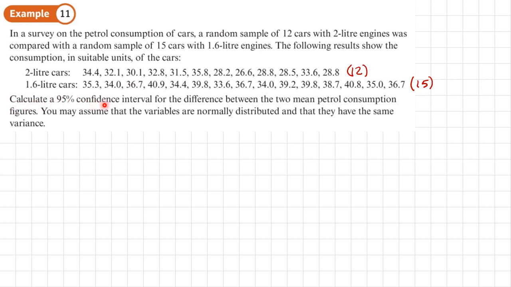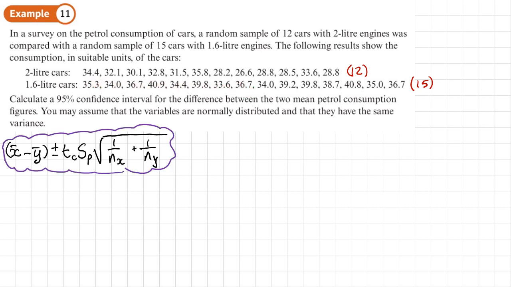Calculate a 95% confidence interval for the difference between the two mean petrol consumption figures. You may assume that the variables are normally distributed and that they have the same variance. And we're also assuming that these samples are independent as well. So here's a reminder of the formula that we need to use. Now remember, the population that we choose, that we're going to call population X, needs to be one with the larger mean, because we don't want this to be a negative.